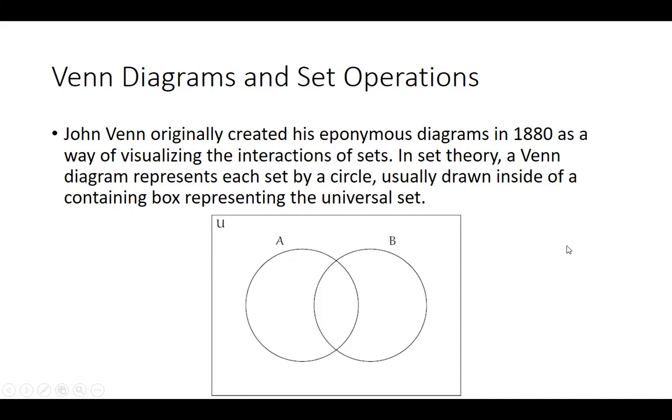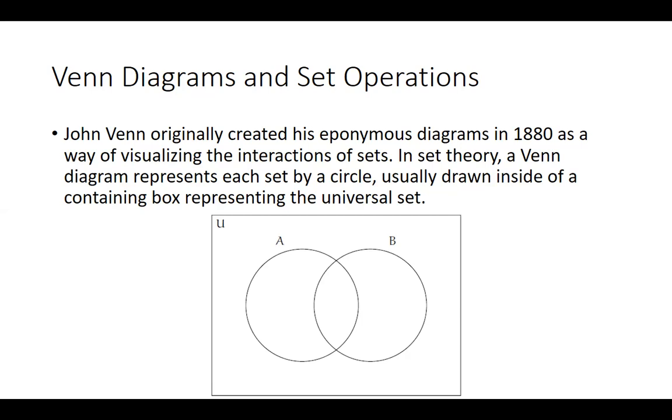John Venn originally created his diagrams, named after him, in 1880 as a way of visualizing the interactions of sets. By the way, that's what eponymous means. It means named after the person.